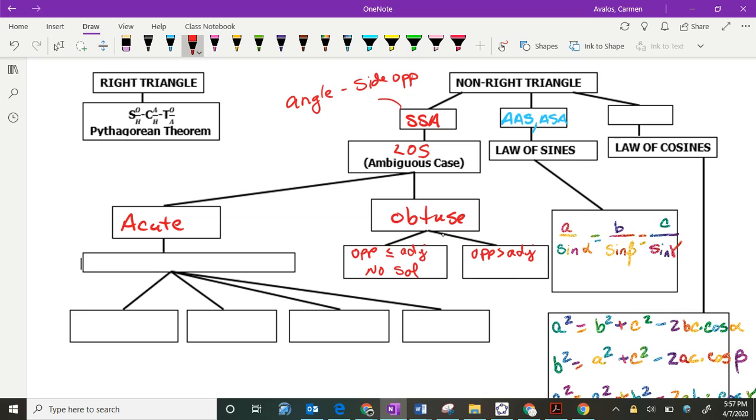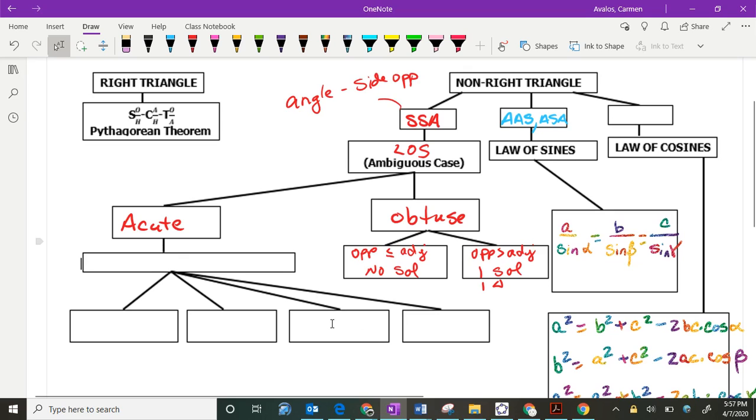So now if the opposite side is bigger than the adjacent side, then we have one triangle, and therefore it's going to be one solution for everything. So it's one angle, one side, one everything for all. So it's only one triangle. Very good. Okay, so that's the obtuse case. Now let's go to the acute case.